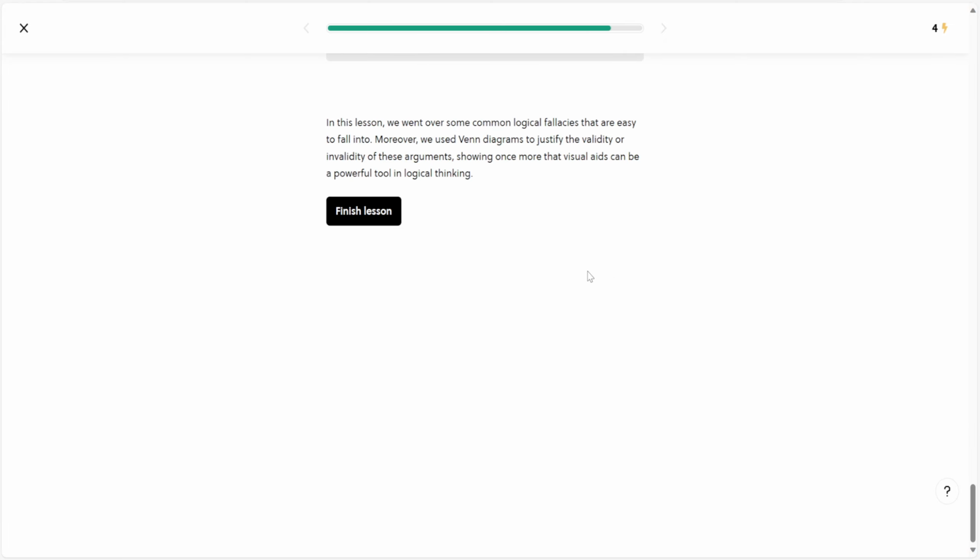In this lesson, we went over some common logical fallacies that are easy to fall into. Moreover, we used the Venn diagram. Yes, I did use the Venn diagram. I'm glad I've got paper and pen. I could obviously do it on the computer, but it's just far quicker doing it with paper and pen. Okay, happy days. All right, let's move on to the next one.